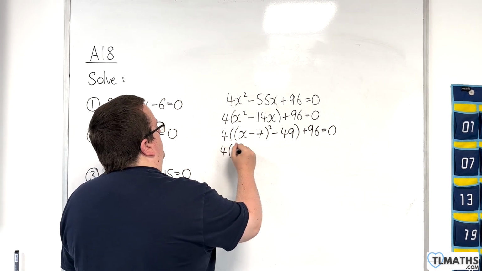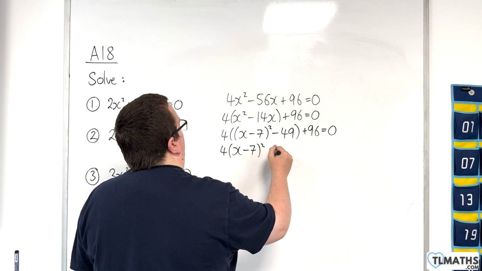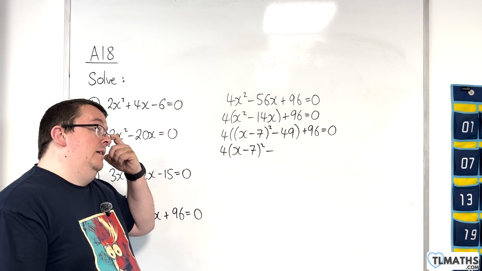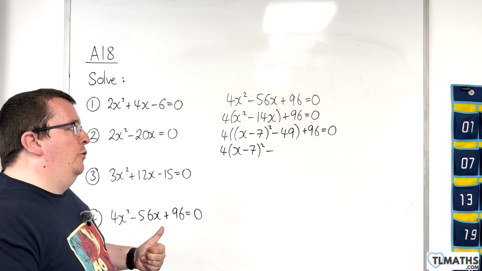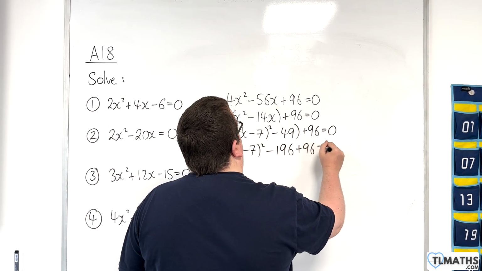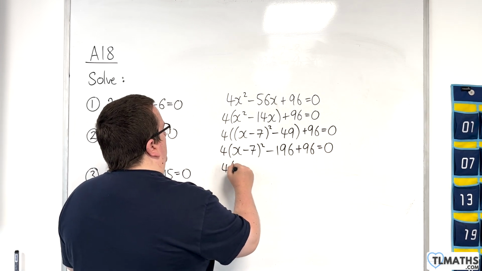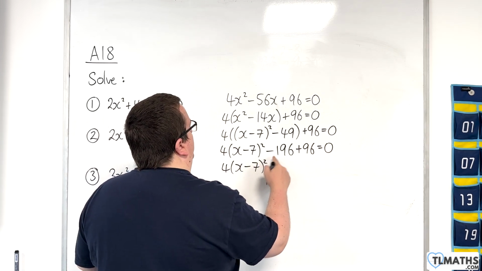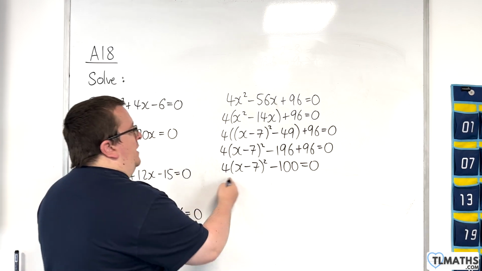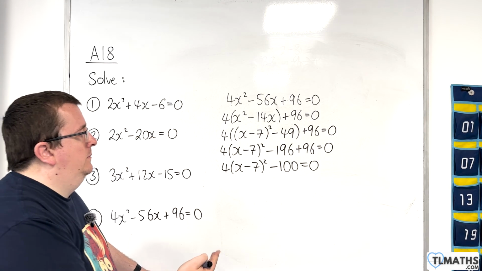Then multiply through. So 4 lots of x take away 7 squared. 4 lots of 49. Well, 4 lots of 50 is 200. Take away 4, so that's 196. Plus 96 is 0. So let's tidy that up. Minus 196 plus 96 is minus 100. We have now completed the square.